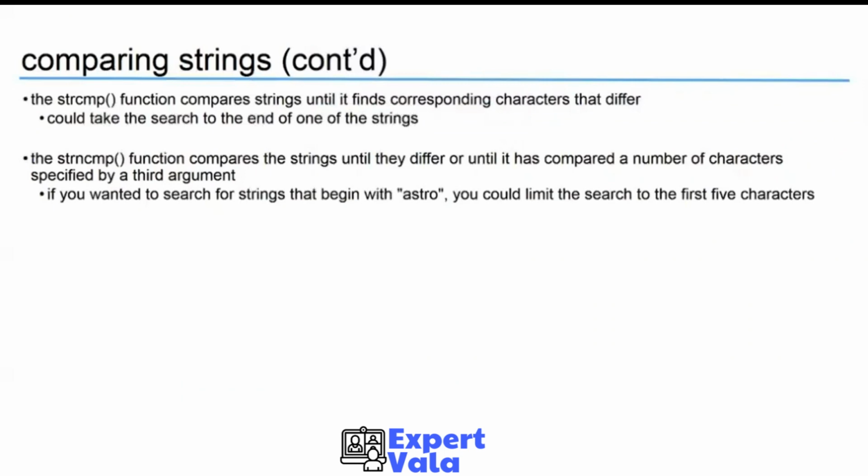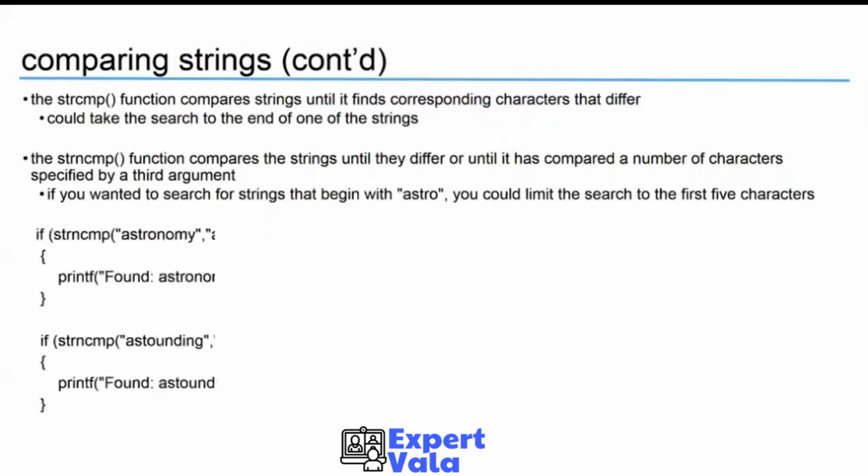It is used differently than strcpy, strncpy or strncat. The strncmp just says I want to compare so many characters. So it would be useful if you are only looking for a prefix. If you wanted to search for strings that begin with astro, you could limit the search to the first five characters, and you would use strncmp this way.